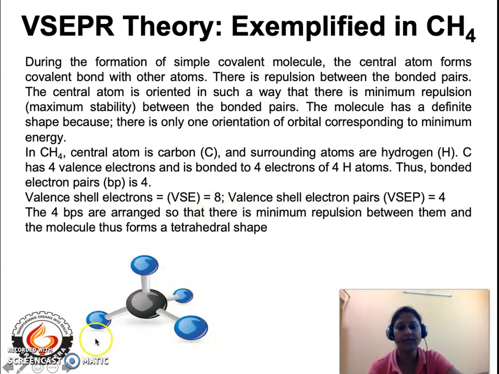So that means a total of 8 electrons are there for the methane molecule and are involved in bonding. Now, what is the valence shell electron pair? Just divide the valence shell electrons by 2. So we'll get a figure of 4.